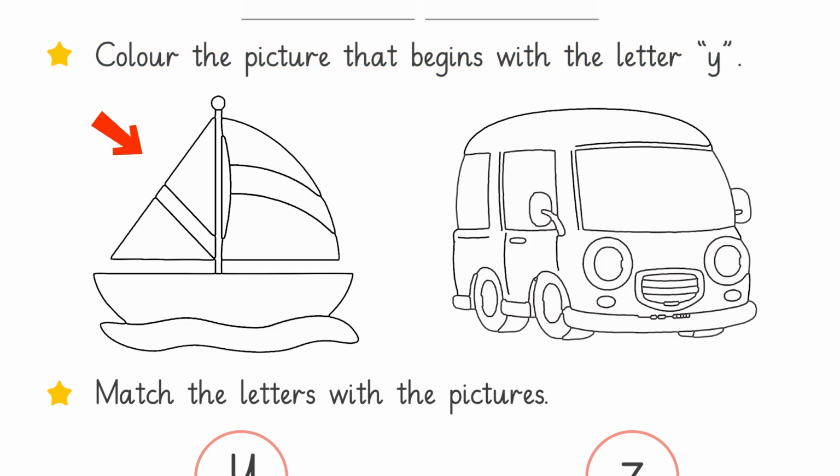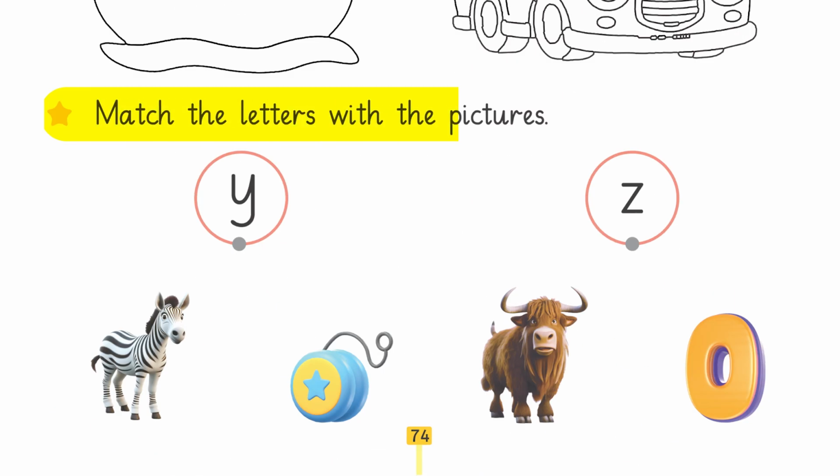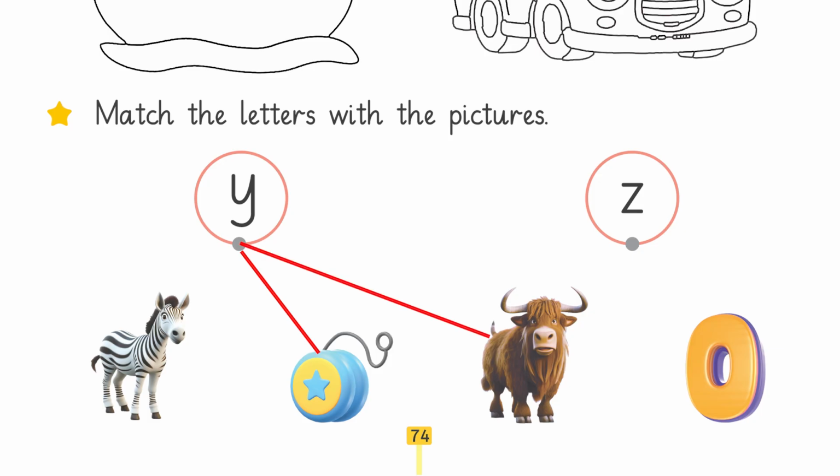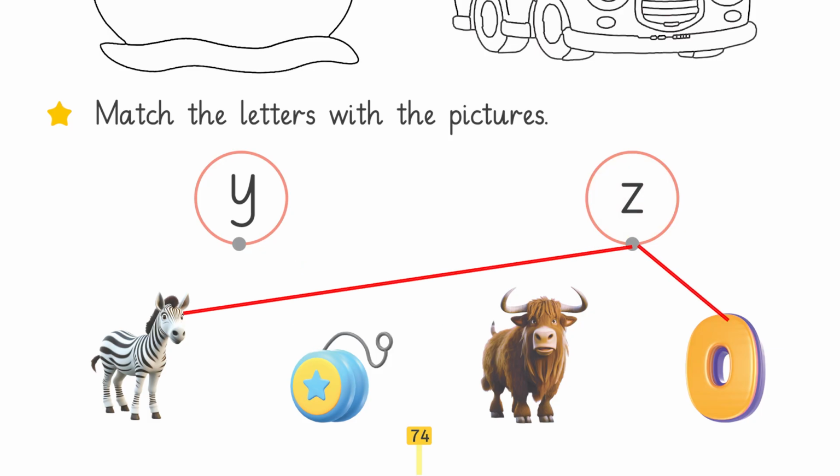Color the picture that begins with letter Y. Here, yacht starts with letter Y because this is van. It is not the friend of letter Y. Match the letters with the pictures. Y, yo-yo and yak. And zebra and zero.